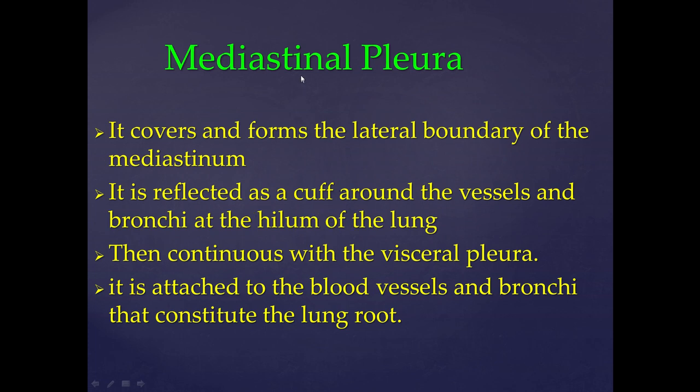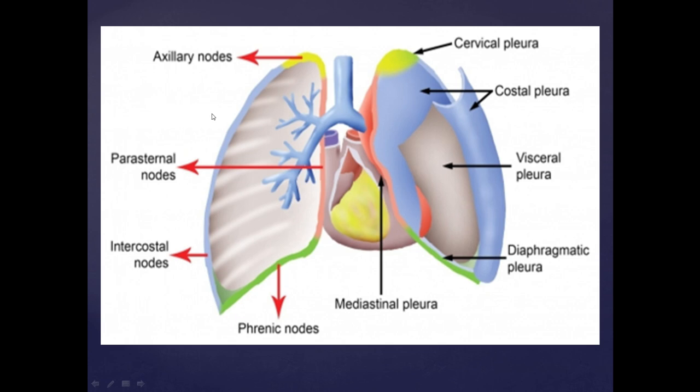And then this mediastinal pleura becomes continuous with the visceral pleura. We'll study visceral pleura also. It is attached to the blood vessels and bronchi that constitute the lung root. If we just talk about the mediastinal pleura, it is in relation with the mediastinum. It forms the lateral boundary of the mediastinum. This slide is showing you the various parts of pleura: the cervical pleura, the costal pleura, the diaphragmatic pleura, and here lies the mediastinal pleura.